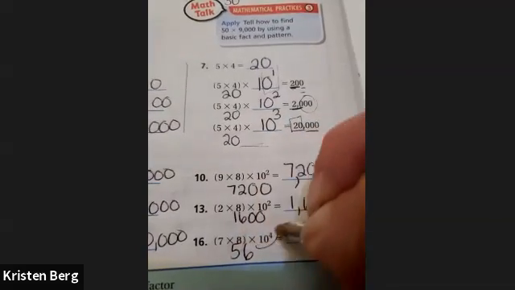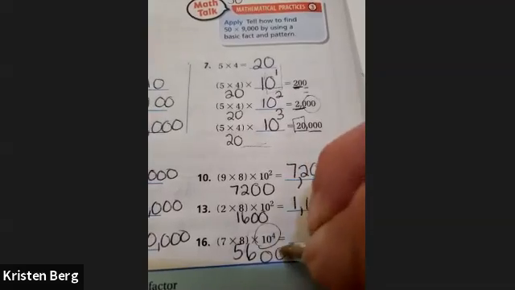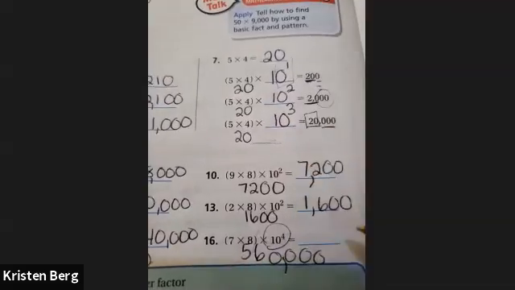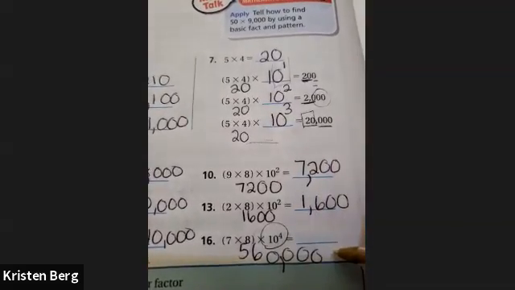This one, 7 times 8 is 56. And then this is telling you to add 4 zeros to it. So when you start reading that, that would be 560,000 is the answer to that one.